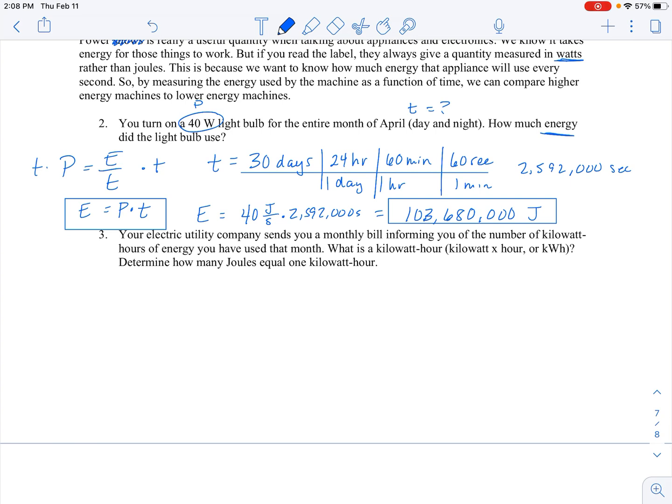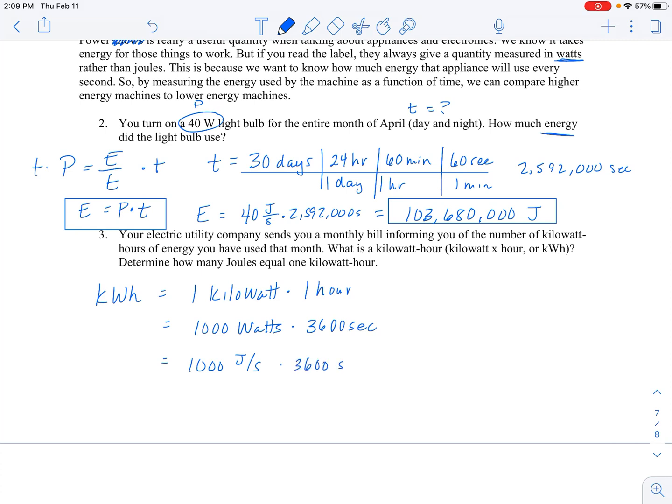Your electric company sends you a monthly bill informing you of the number of kilowatt hours of energy you have used that month. What is a kilowatt hour? Determine how many joules equals 1 kilowatt hour. Okay, so a kilowatt hour, which is abbreviated kWh, is literally a kilowatt times an hour. So a kilowatt is 1,000 watts, and an hour is 3,600 seconds. 1,000 watts is 1,000 joules per second.